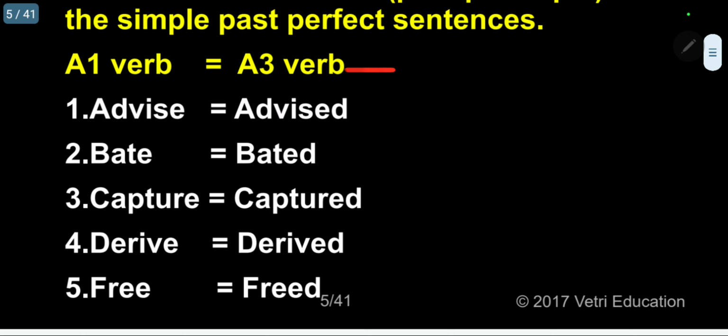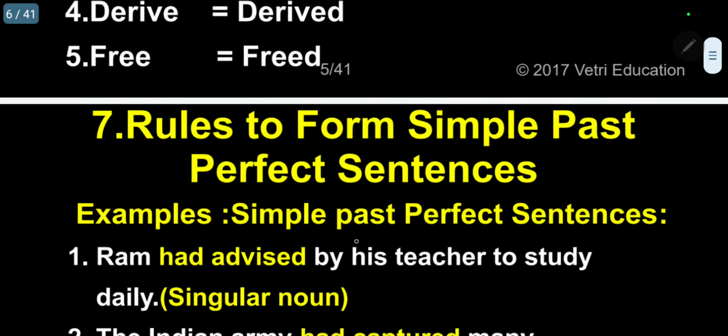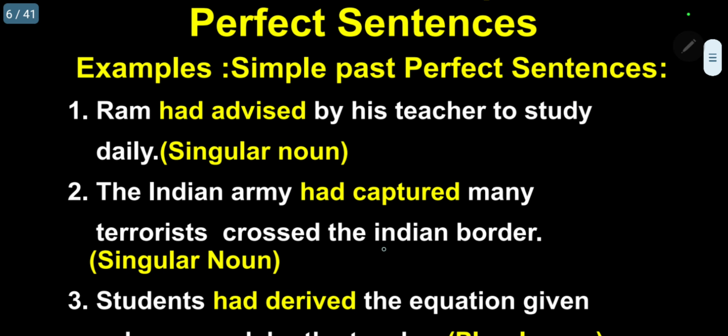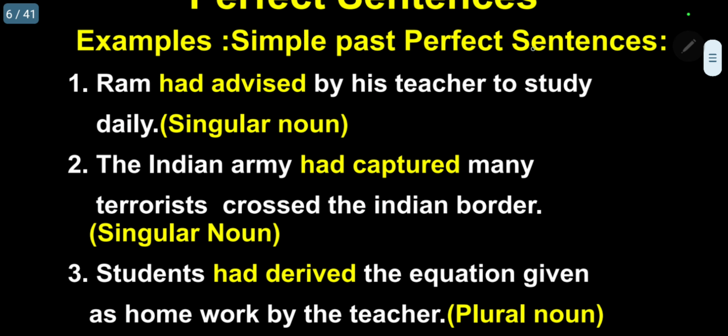Here, V1 verb, simple present, V3 verb, past participle. Advise, advised. E, only I am adding D. Bat, batted. Capture, captured. Derive, derived. Free, freed. So I am adding only D. Kindly follow. So these verbs, by using examples, I am showing here.